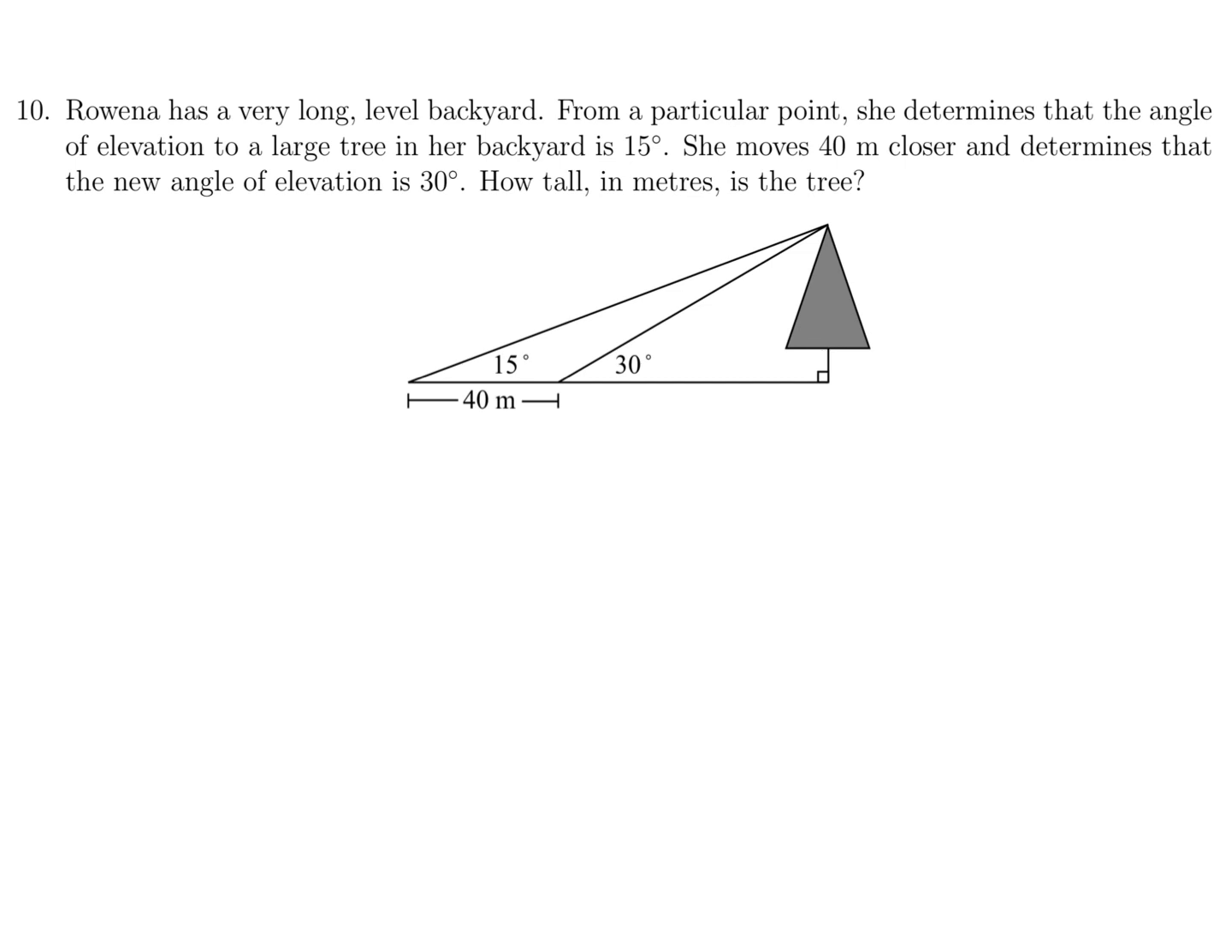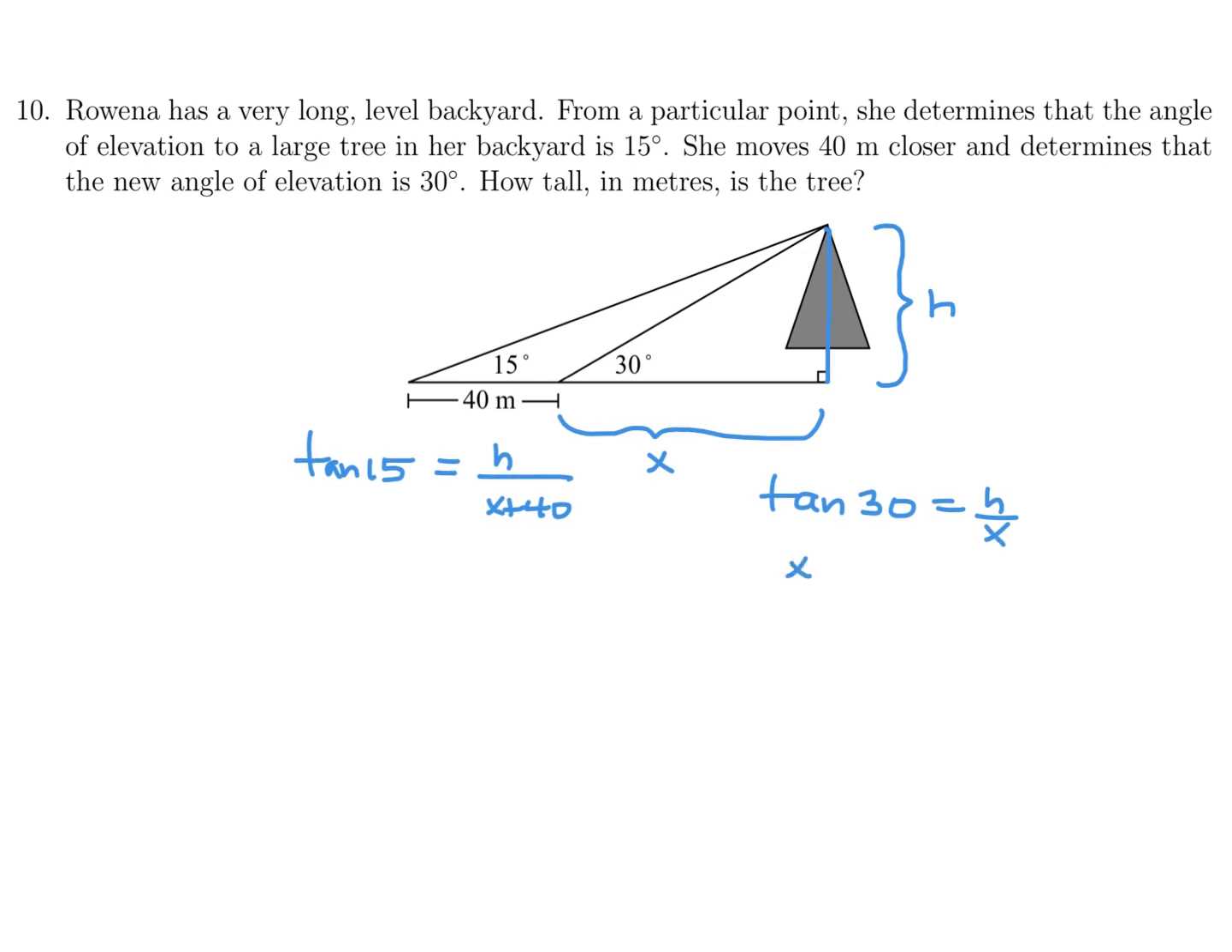Okay, let's see here. Let's just say the height is h, and from here to here I'll call that x. So the tan of 15 is h over x plus 40, right? And then the tan of 30 is going to be h over x. So x tan 30 is h, right?